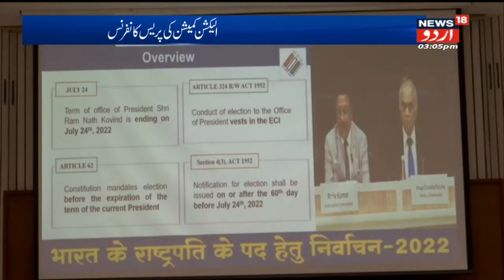As per Article 54 of the Constitution of India again, the President is elected by the members of the electoral college consisting of elected members of both houses of parliament, Rajya Sabha and Lok Sabha, and elected members of the legislative assemblies of all states including National Capital Territory of Delhi and Union Territory of Puducherry.